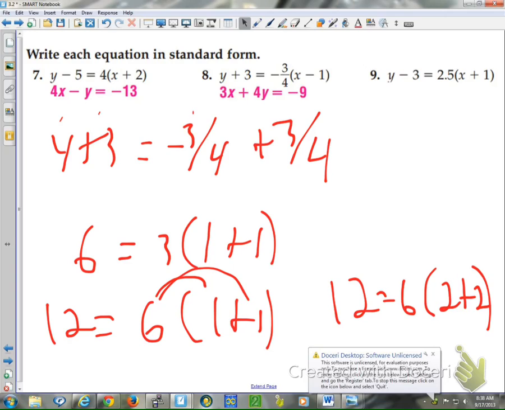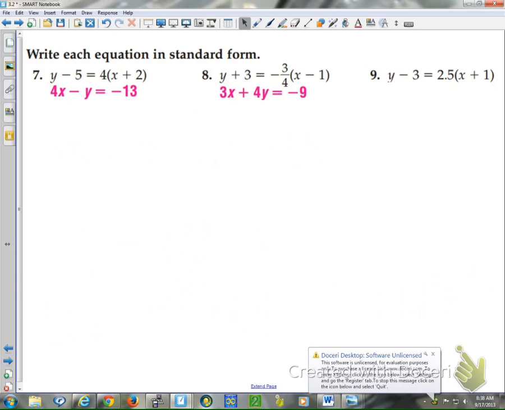So number 9. Try number 9, and if it would help, I'll tell you that 2.5 is the same as 5 over 2. Try number 9, and I'm going to come around and take a look.